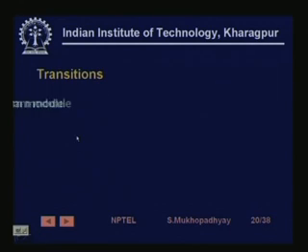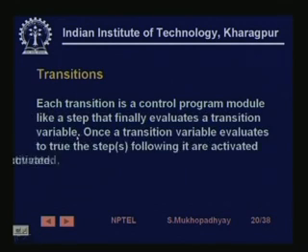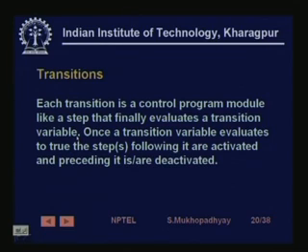Now we have transitions. Each transition is also a control program module which evaluates, based on available signals, operator inputs, etc., which transition conditions are getting enabled. Once a transition variable evaluates true, then the steps following it are activated. And we say steps because in this formalism typically one transition can go to only one step, provided you do not have concurrency.